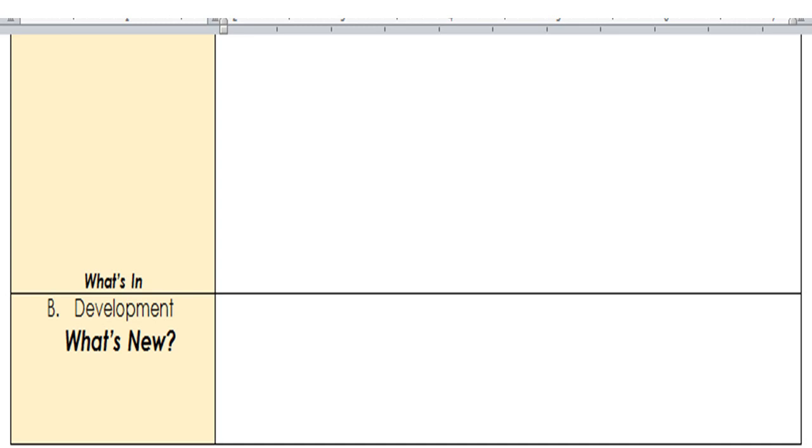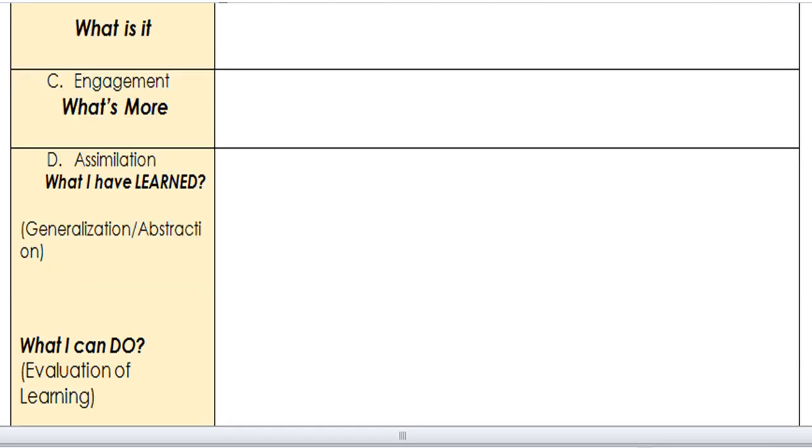So, dito nagkakaroon na ng collaboration. So, ano ba yung makikita dito? Pwedeng maglagay tayo dito ng games or other exercises. So, what's new and what is it?